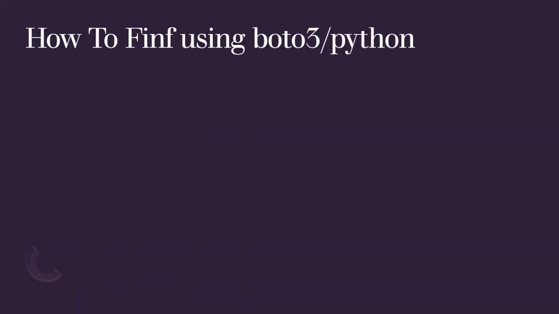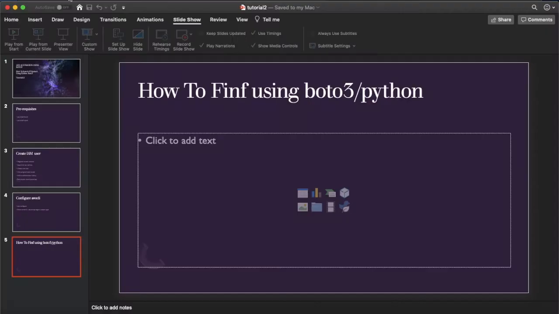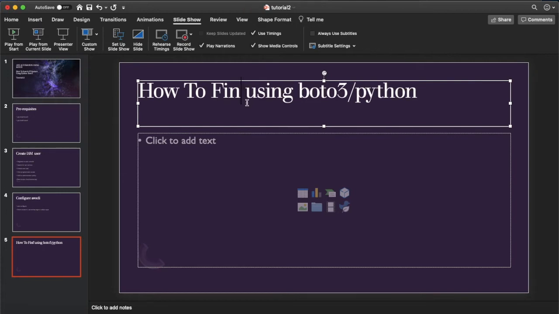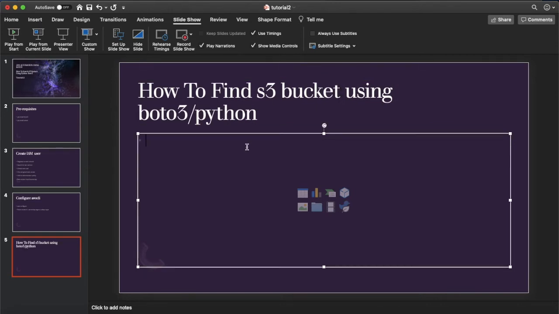Next is the actual objective of this tutorial. Again I made a typo over here. How to find S3 buckets using Boto 3. So this is the agenda for today.